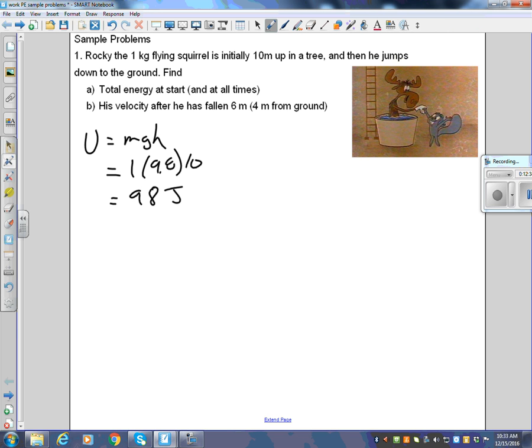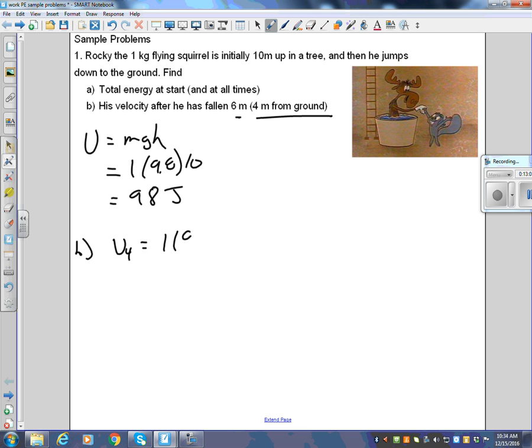What is his velocity after he's fallen 6 meters? Now, we could do the Vf squared equals Vi squared plus 2ad thing, right? But let's do this from an energy standpoint. So if he's fallen 6 meters, that means he's 4 meters from the ground. So let's find his potential. Now, if I go U4, does that make sense to you? Yeah, his potential energy at the 4-meter mark. So you might see that in the solution somewhere. I'm just sort of giving you a heads up.